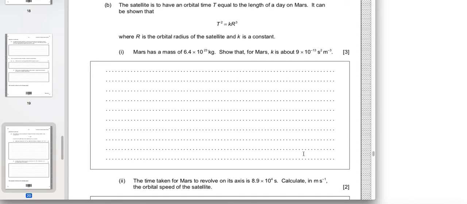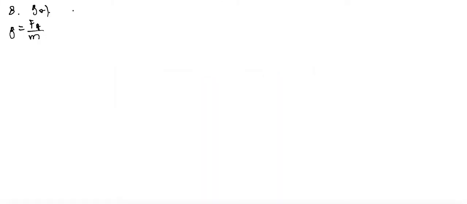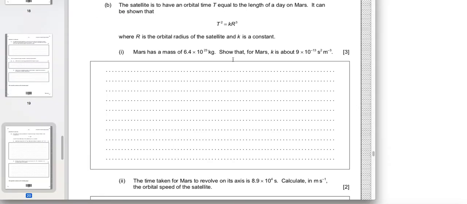Part B. The satellite is to have an orbital time T equal to the length of a day on Mars. It can be shown that T squared equals k r cubed, where r is the orbital radius of the satellite and k is a constant. Mars has a given mass. Show that for Mars k is about 9 times 10 to the power of minus 13. Okay, so here you have Kepler's third law. T squared is equal to a constant times the radius of the orbit to the power of 3.